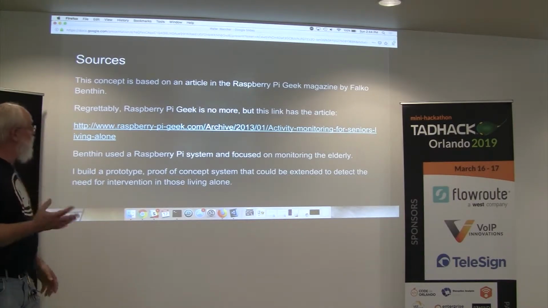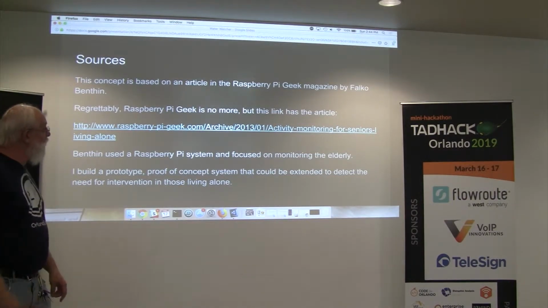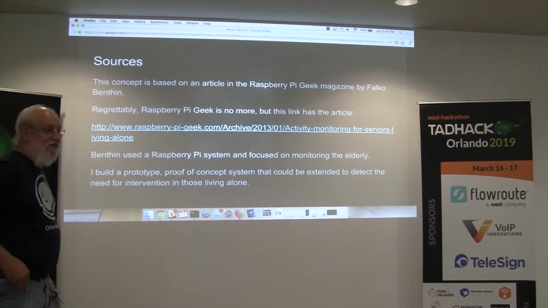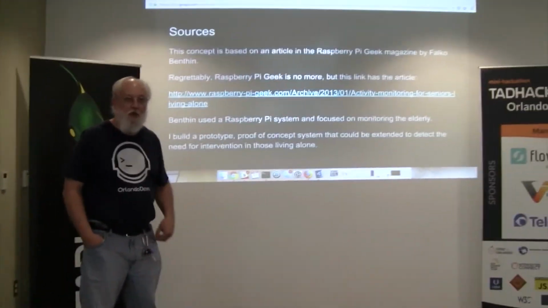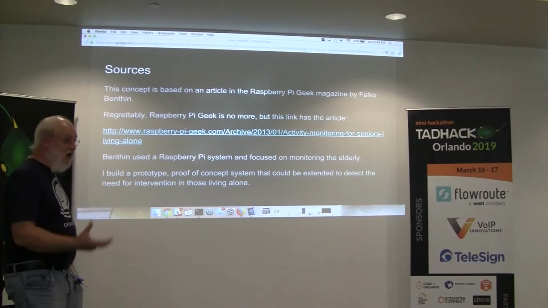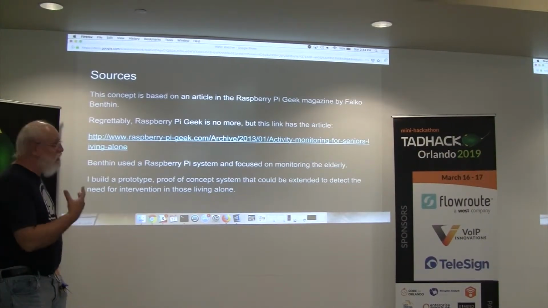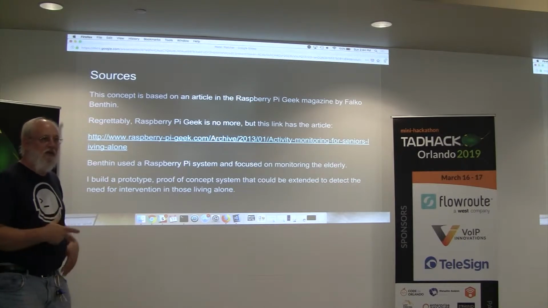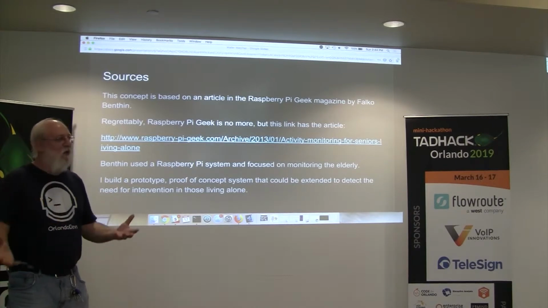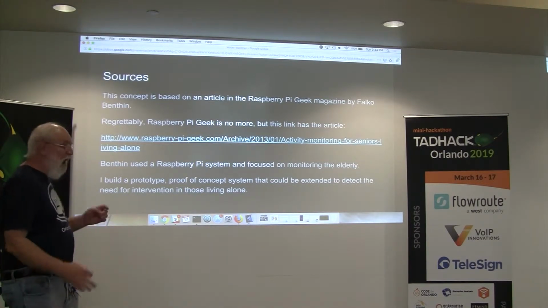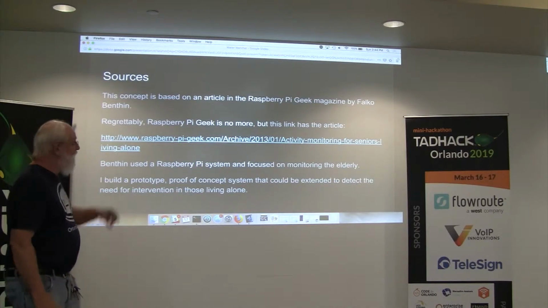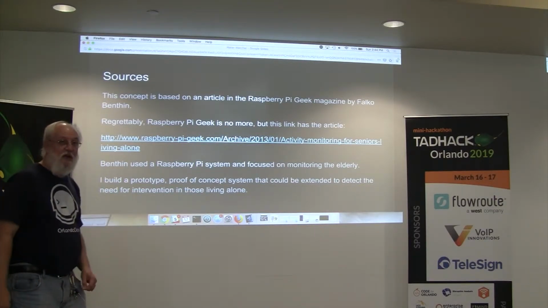This idea is not original with me. I actually got it from an article in Raspberry Pi Geek magazine. Yes, there was a magazine called that. I did subscribe to it. The guy was named Falco Binton, who was in Germany. He had a very elaborate system using Raspberry Pi. It was a very elegant approach. He was really pitching this idea of detecting anomalies in some isolated person's behavior by looking at their water use. Because he had Raspberry Pi, he had all kinds of camera options too. I've done a much more restricted implementation, sort of a proof of concept. Raspberry Pi Geek, the magazine, is no more, but if you follow that link, you can actually read the original article.